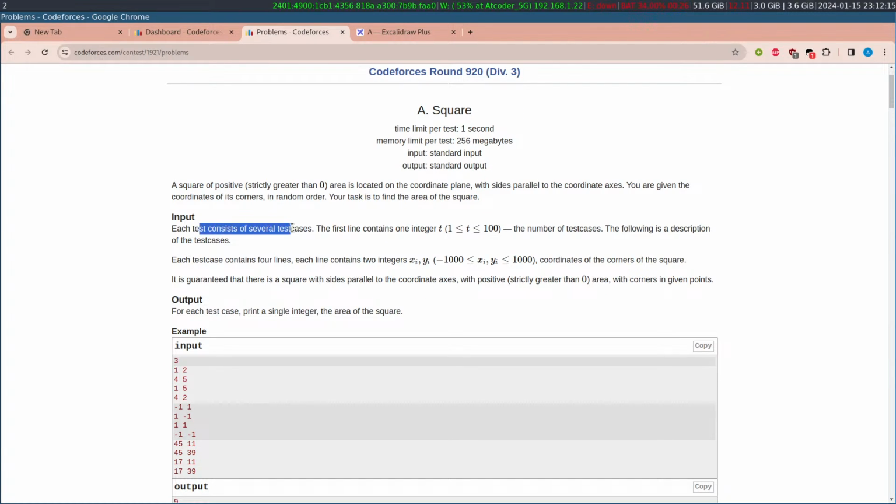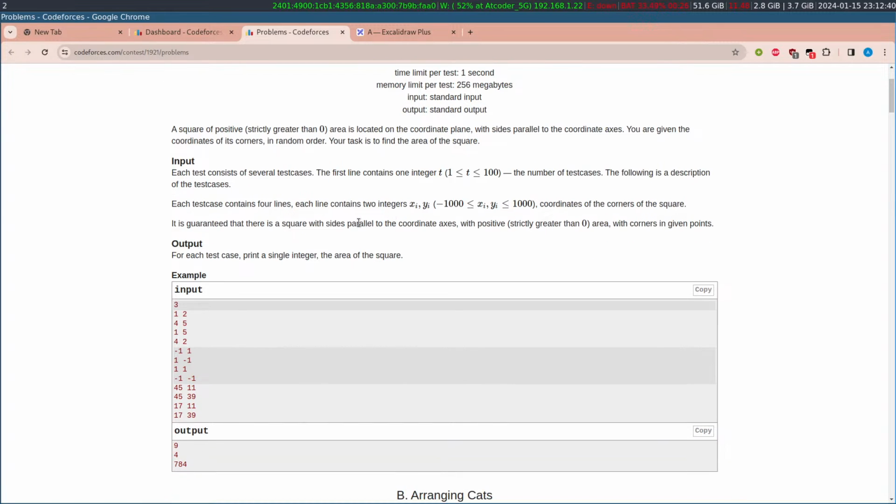There are several test cases. The first line contains one integer t, the number of test cases, and the following is a description of the test cases. Each test contains 4 lines, each line containing just xi and yi, the coordinates of a corner of the square. It is a square with sides parallel to the coordinate axes with strictly positive area with corners in the given points.